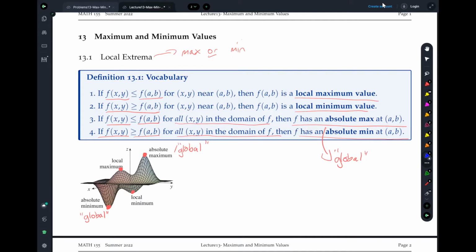We also have that if all points in the domain of our function are less than the value that is achieved at a particular point, then that point is an absolute or global maximum, and vice versa. If all points in our domain produce a value of our function that is higher than that achieved at that point, then we have a global or absolute minimum. Okay, so this is just terminology.